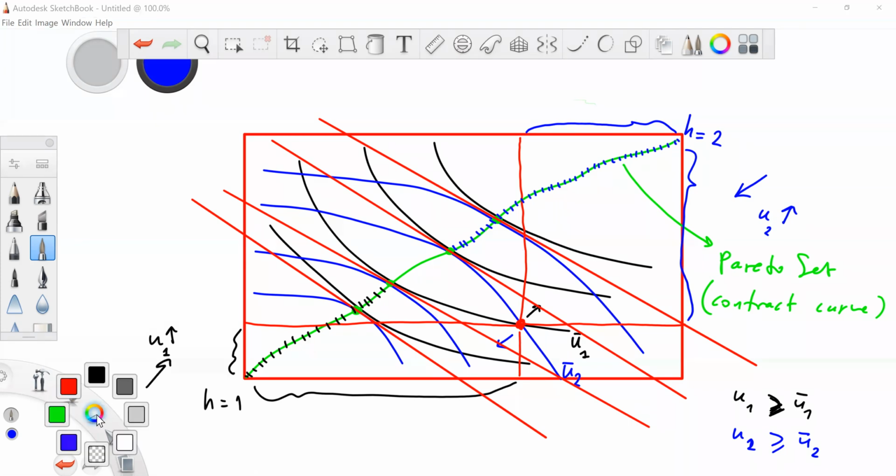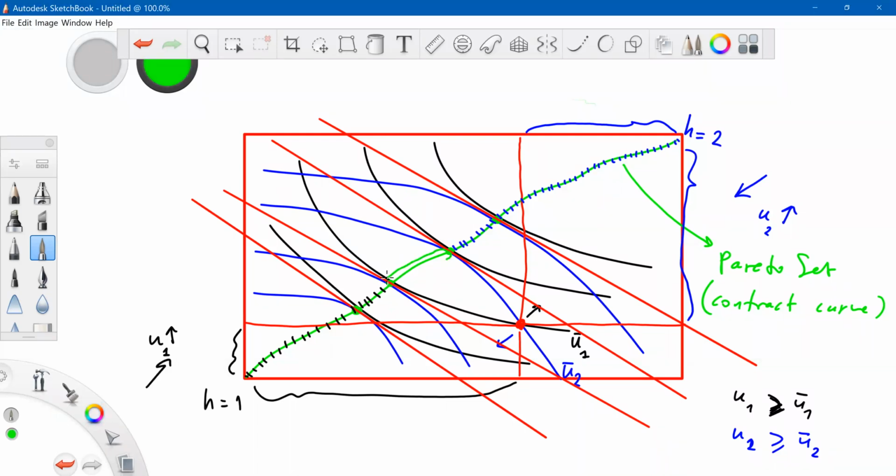So what happens then? Well, there is this set of allocations on the Pareto set that are welfare improving for both parties. This is called the core. Because in the core, U1 is greater than U bar 1 and U2 is greater than U2 bar. So these are not just on the Pareto set, but in the meantime, the allocations on the Pareto set have the same price vector and are welfare improving for both parties.